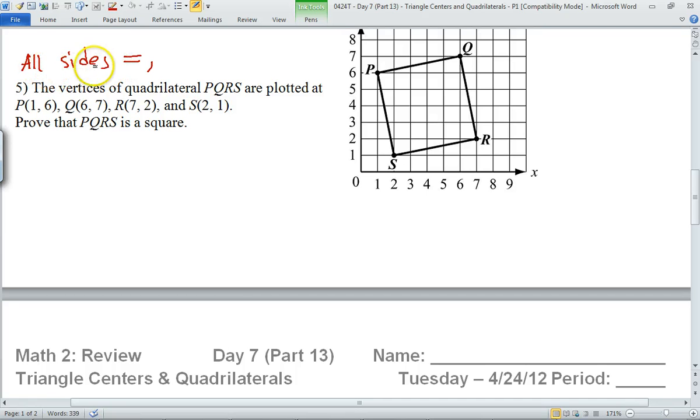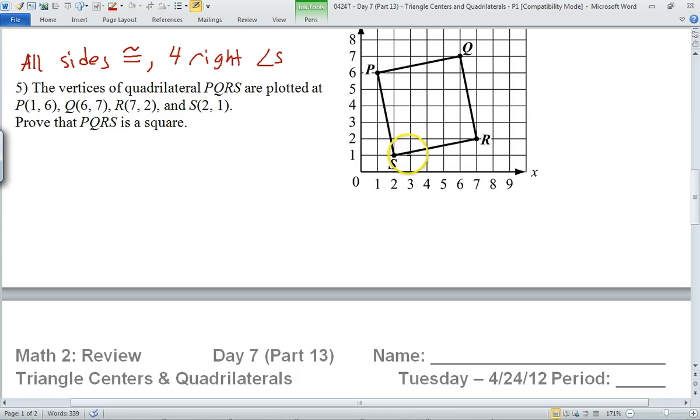Right, this has to have 4 congruent sides and 4 right angles. Okay? Because it's got to be a rhombus and a rectangle. So basically that's what we have to prove. How can we show that the sides are equal? Do you guys remember this? How do we show that the sides are equal?